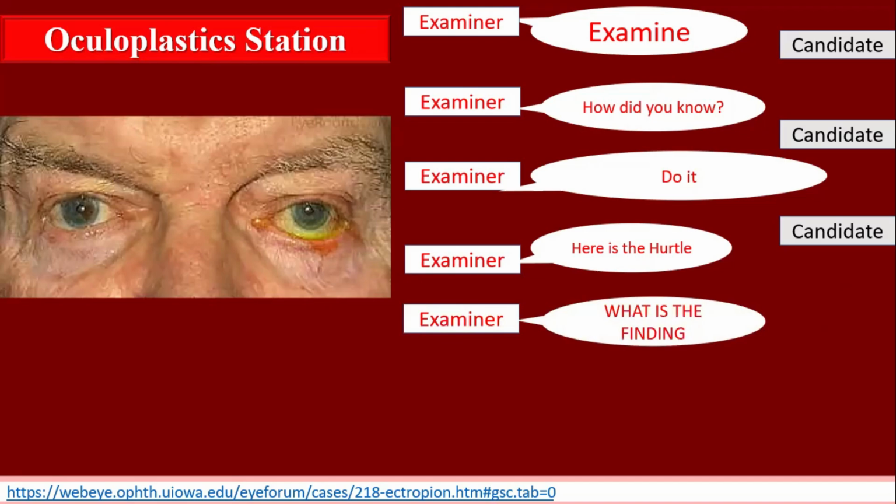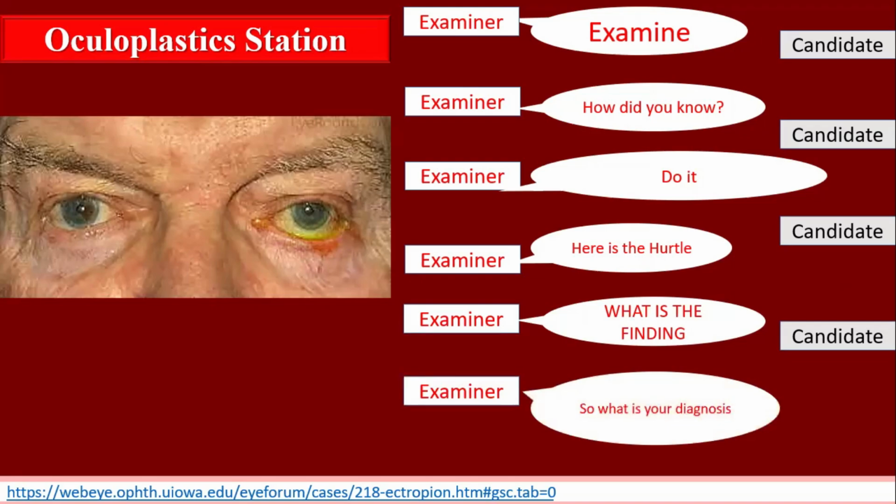What is your finding? Okay, since there is no proptosis, but they have a wider fissure, I would say there is a retraction of the lower eyelid. Okay, so what is your final diagnosis?